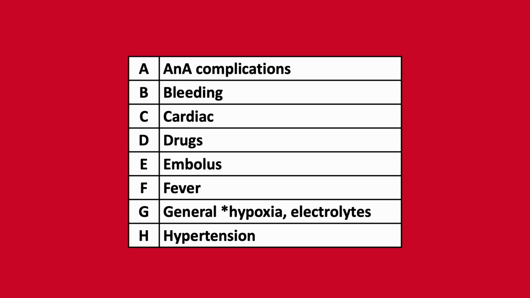The following are the A's used as a mnemonic devised by the American Heart Association to remember the causes of cardiac arrest in a pregnant woman. A for anaesthetic complications, for example a high spinal. B for bleeding. C for cardiac, for example peripartum cardiomyopathy. D for drugs, excessive oxytocin. E for embolus. F for fever. G for general. So hypoxia, severe hypoxia can lead to these signs and symptoms, in addition to electrolyte disturbance and, for example, hypertension.